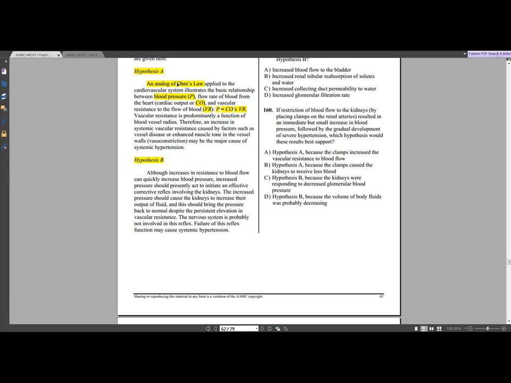Well, I guess overall, hypothesis A is talking about making an analog of Ohm's law, which is about voltage being equal to resistance times current. I think that's probably all I need to know.